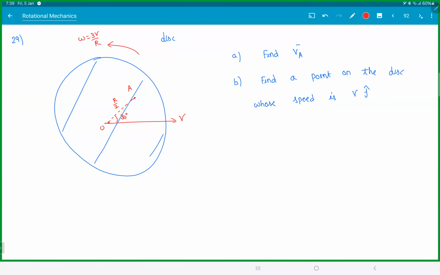The value of omega is given, Arjun, use it. Omega is 3V by R. Give me the answer in terms of V. Minus V by 2, 3 root 3 V by 2 j cap. Okay, let's see. We have one answer. For the B part the answer is R by 3 from, oh, which side? R by 3 from where? Up, down, right, left? If you just say R by 3, then there's a full circle there. No?